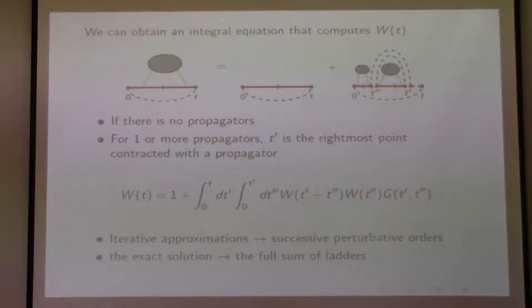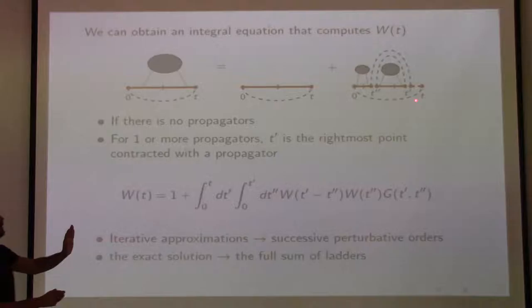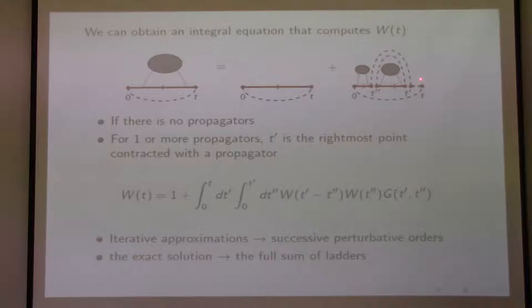The first contribution is that you could have no propagators, or you could have one or more propagators. If you have no propagators, it's just taking the trace, which is going to be a factor of n, or one after you normalize, and this is the one here. This integral corresponds to all the possible contributions with one or more propagators. If you have one or more propagators, let's call t prime the rightmost point that is contracted with a propagator. To the right of t prime there could be no propagator, no blue lines of any sort.